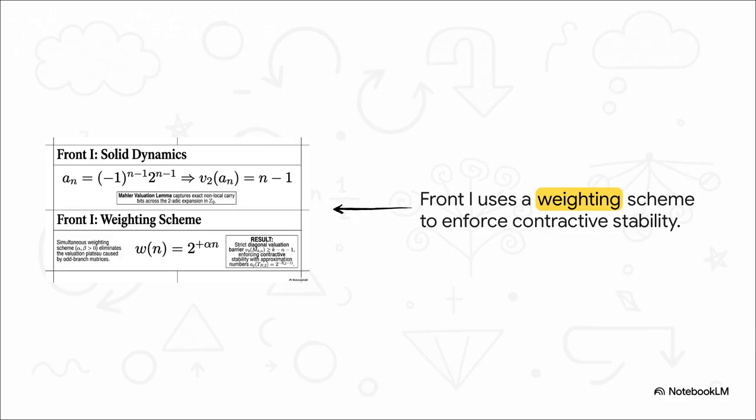But, to prevent spectral drift from the odd branch elements, we absolutely have to enforce a simultaneous weighting scheme, W of n. This exponentially increasing weight pushes up the valuation, enforcing a strict diagonal valuation barrier that essentially locks the system right into contractive stability.